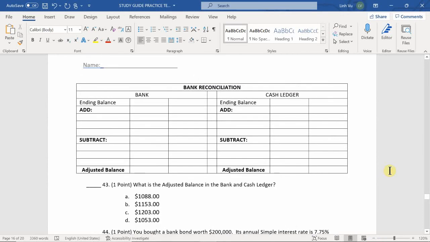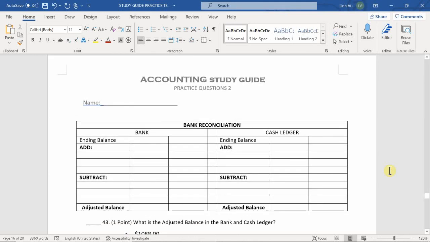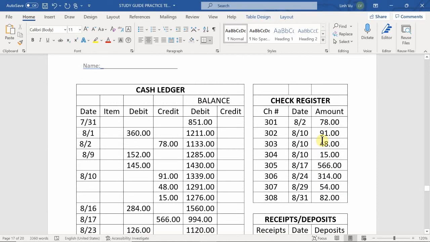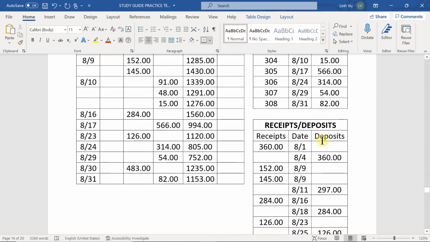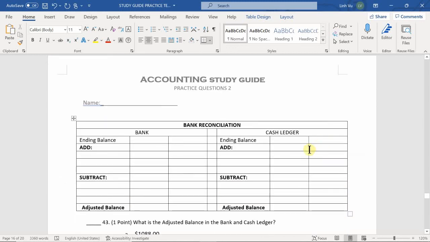Which one are you going to do, bank or cash? Let's go to the cash side first. What's the ending balance in my cash ledger account? It is $1,153. Good.